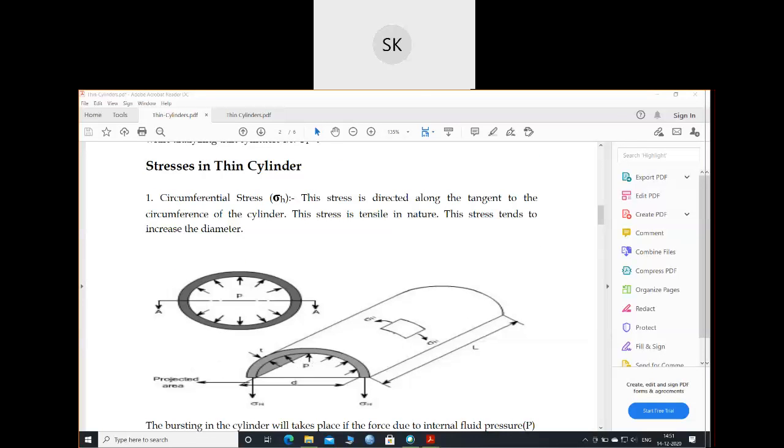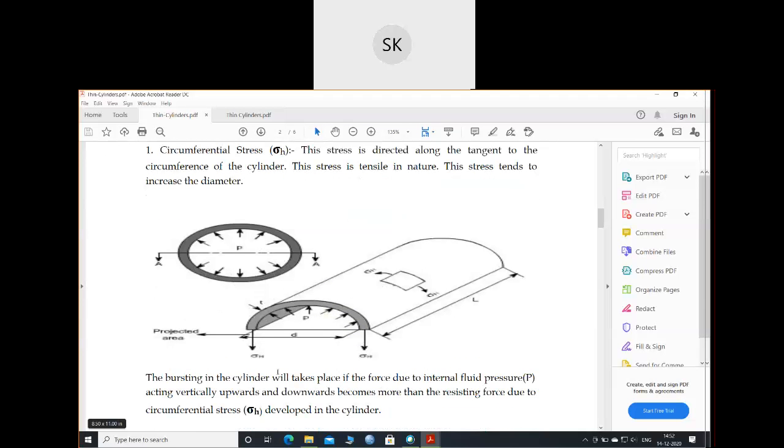See these arrows. Let me draw. See these arrows. This will try to apply pressure. It is also called bursting pressure. If this increases compared to the resistance of this cylinder, then your cylinder will burst out. Why is it said to be bursting pressure? Because it has a tendency to burst this cylinder. And this stress tends to increase the diameter. So when it applies force in this direction, definitely it is increasing the diameter.